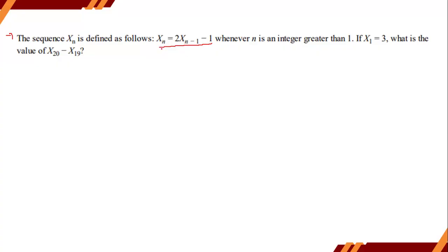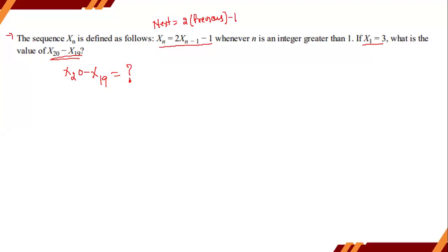Do not read it as xn is equal to 2 times xn minus 1, minus 1. No, read it as: next term is equal to 2 times the previous term minus 1, whenever n is an integer greater than 1. If x1, that is the first term, is 3, what is the value of x20 minus x19? So x20 minus x19, that is what the question is asking us to figure out.